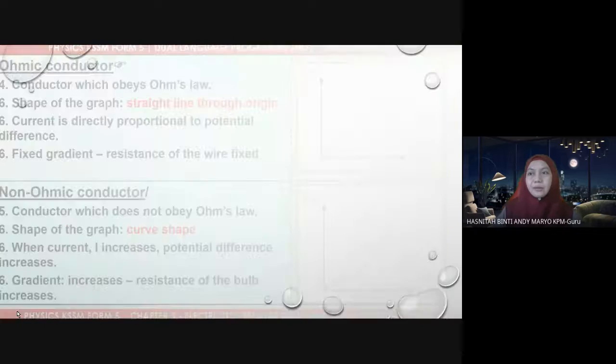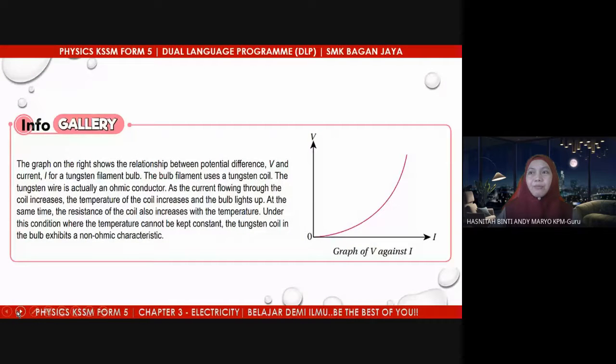Before we come to the conclusion, why does the resistance increase for the non-ohmic conductor? It is explained on this page, which you can also find in your textbook. When I show you this graph, you must understand now that it refers to a non-ohmic conductor, where V increases with I and the resistance increases as well.